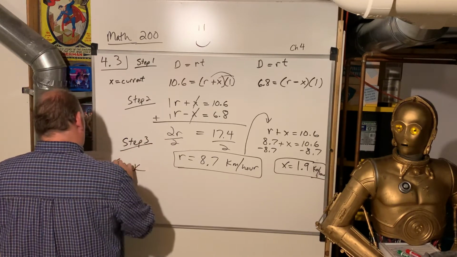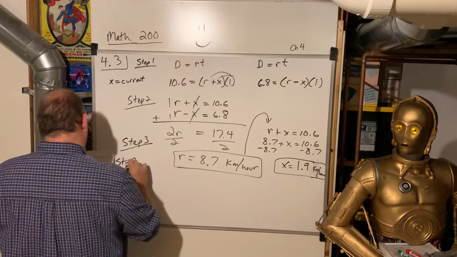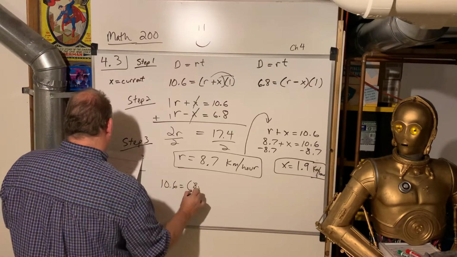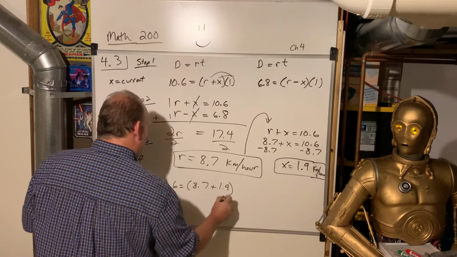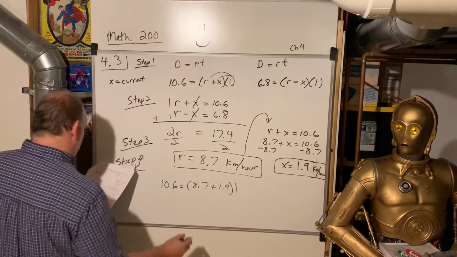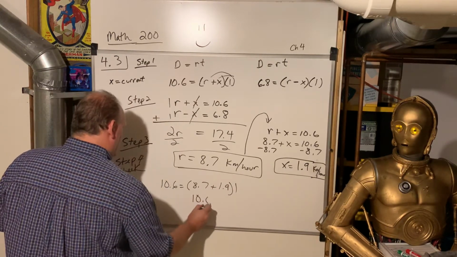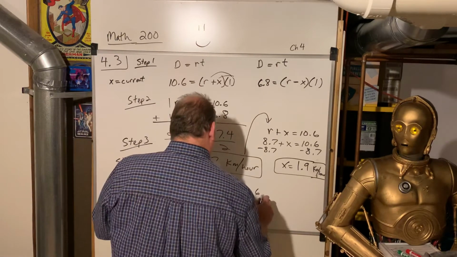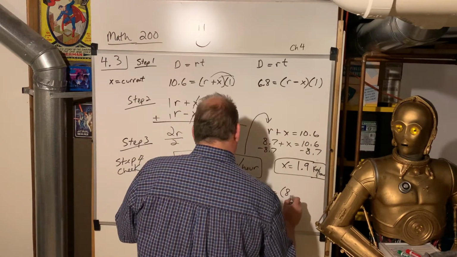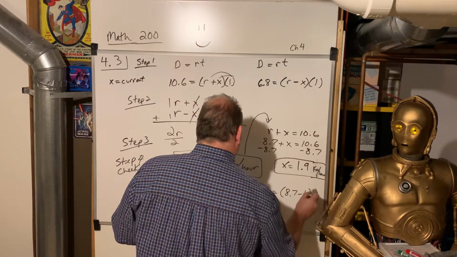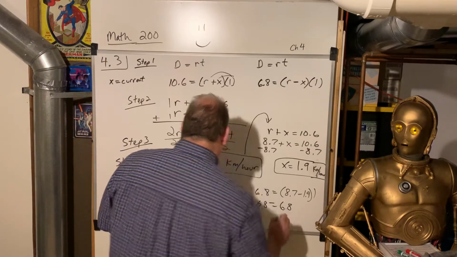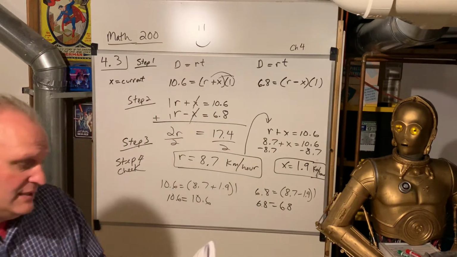And so to check that, we just put in 10.6 is equal to 8.7 plus 1.9 times 1. That's 10.6 equals 10.6. And we could check it against the other one also. 6.8 is equal to 8.7 minus 1.9 times 1, which is 6.8. So it checks out. All right.